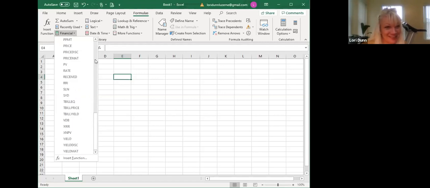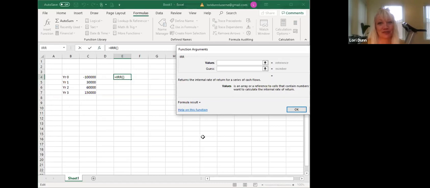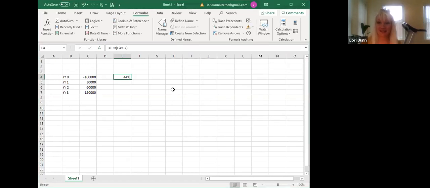Practice before class. But we do have an internal rate of return function here. It just wants to know, as an array or a reference to cells, the numbers for which you want to calculate internal rate of return. So I'm going to say C4 to C7. Those are the cells where my numbers are. I hit OK, and it calculated my internal rate of return on those numbers. So you can very easily use Excel to do this computation.